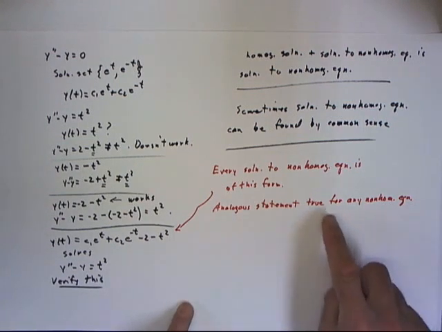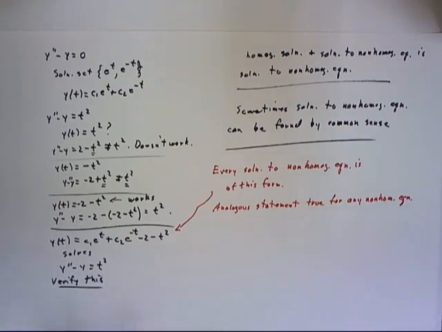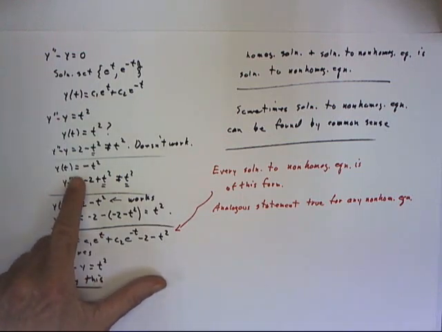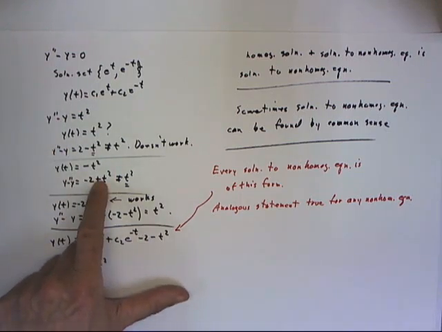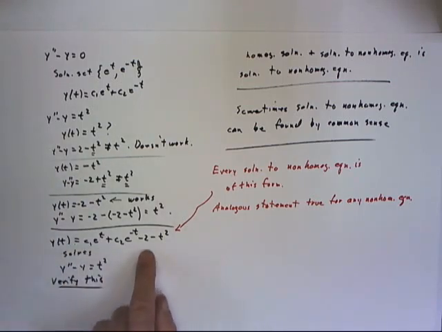An analogous statement is true for any non-homogeneous equation. What do we mean by an analogous statement? Well, the analogous statement is going to be, if we've got a solution to the homogeneous equation, and we can get any solution to the non-homogeneous equation, we can add them together and get the form of every possible solution to the non-homogeneous equation.